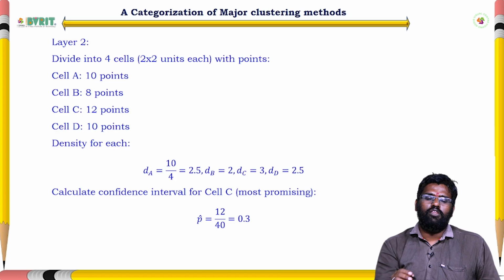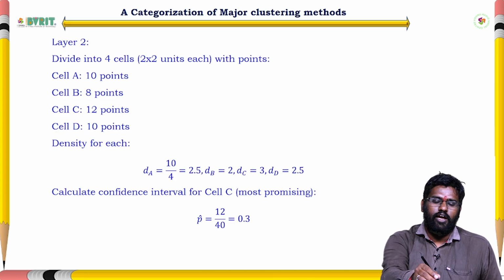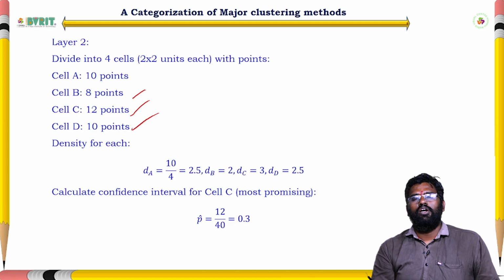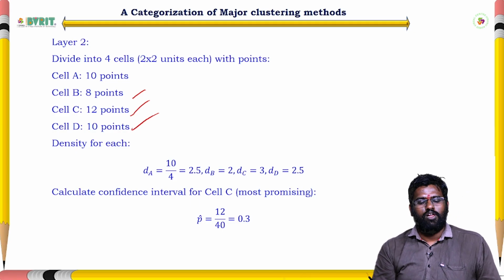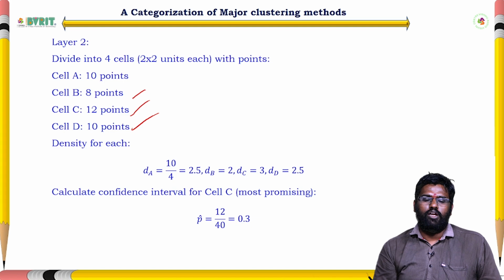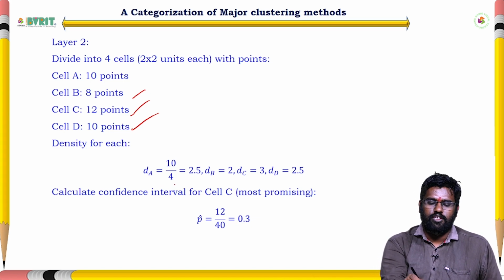So they are given the layer 2 contains 4 cells, that is 2 by 2, meaning cell A contains 10, cell B contains 8, cell C contains 12 and cell D contains 10. So 10 plus 12, 22, 30, 40. So those are the cells we need to take.